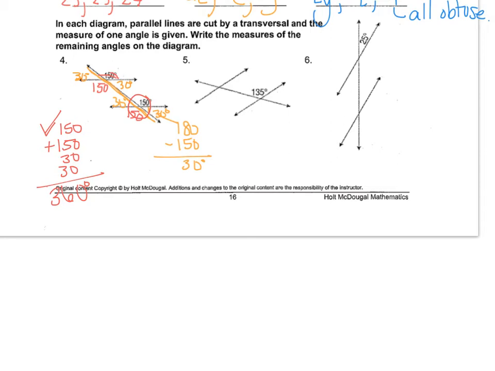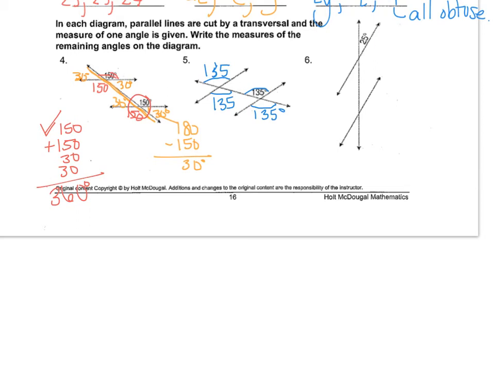Okay, let's look at number 5. Same situation, they only give us one measurement. So what are all of my obtuse angles? I'm going to highlight all of those in blue, and I know those are all congruent. All my obtuse angles are 135 degrees.